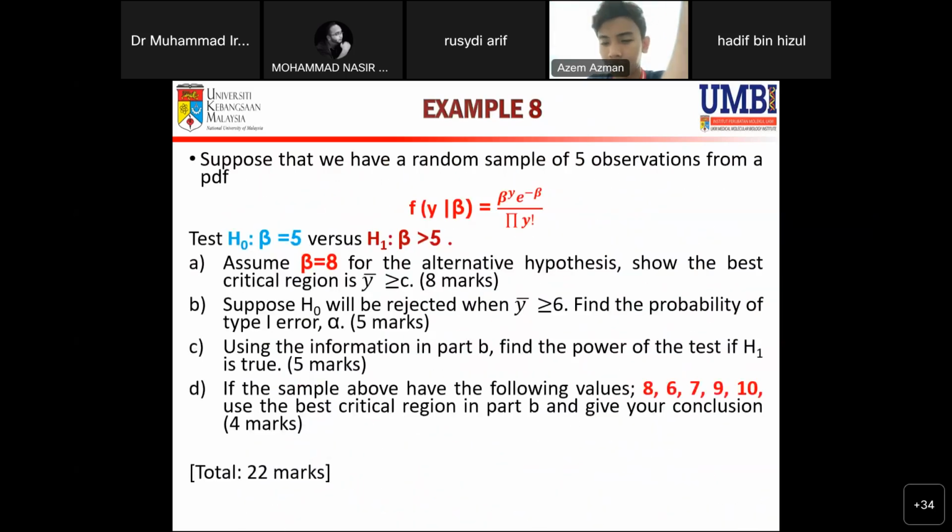Okay, so the last question. We only have 4 marks. So if the 5 samples above have the values 8, 6, 7, 9, and 10, use the best critical region that we obtained in B and give your conclusion.